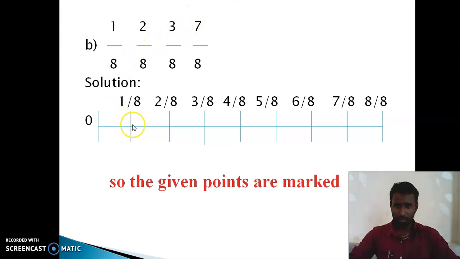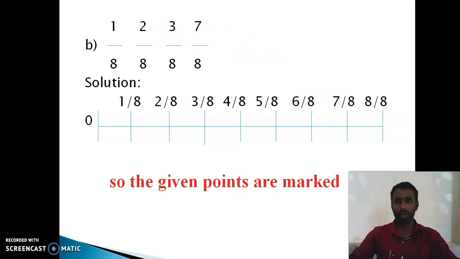So the first number after 0 will be 1 by 8. Second number 2 by 8. Third number 3 by 8. Next number 4 by 8. Next number 5 by 8. Next number 6 by 8, 7 by 8, 8 by 8, right?